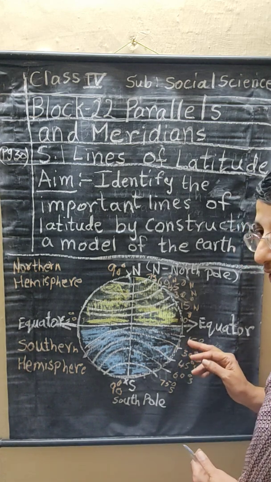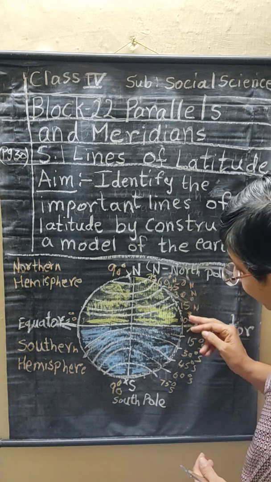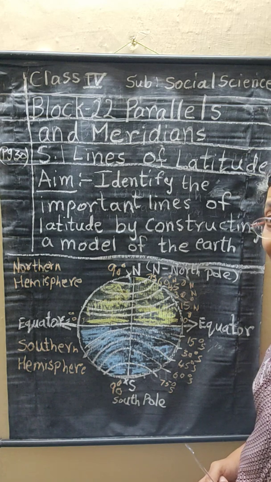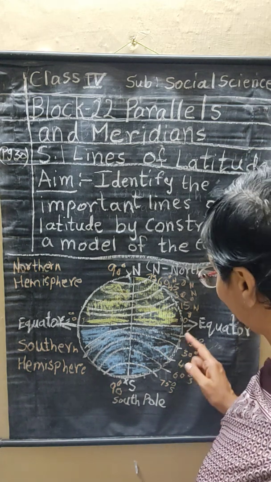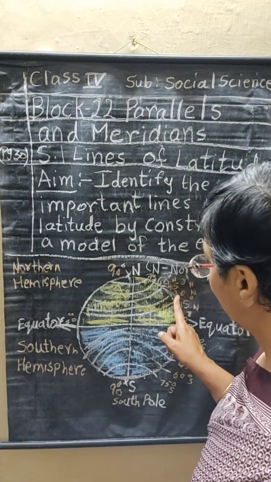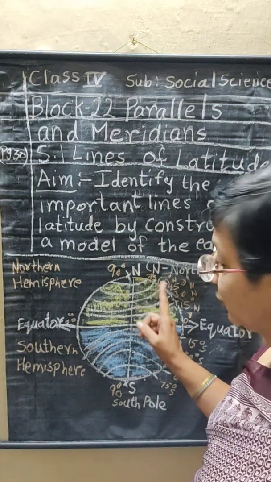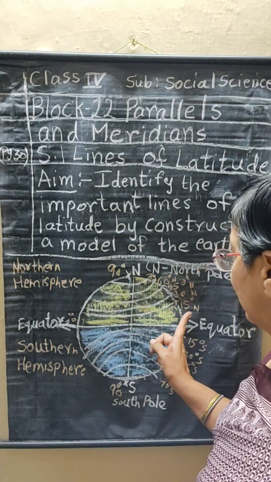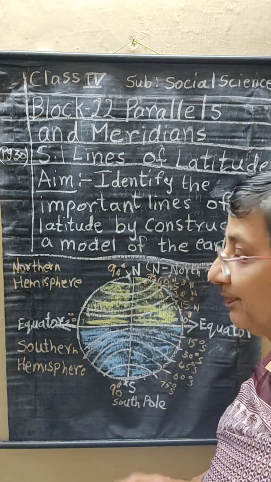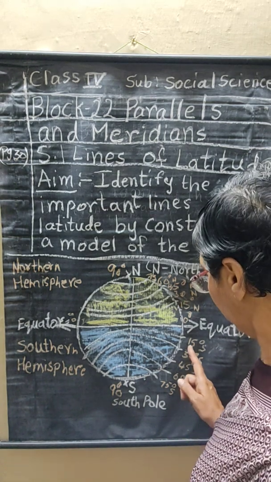Now how much do you know the maths? Now a 15 degree gap is there in between. Understood, children? 15, that means 0, 15 degree, 30 degree, 45 degree, 60 degree, 75 degree. So it is increasing, right? Then it comes to the North Pole. Now down.